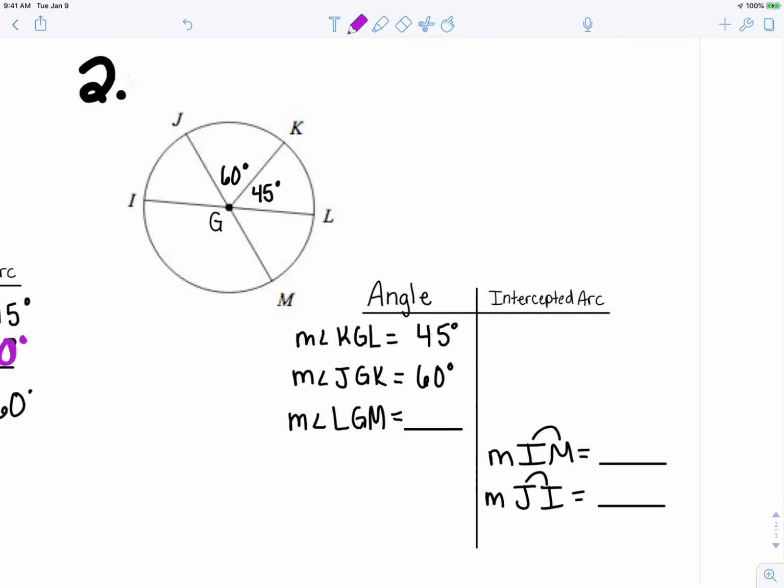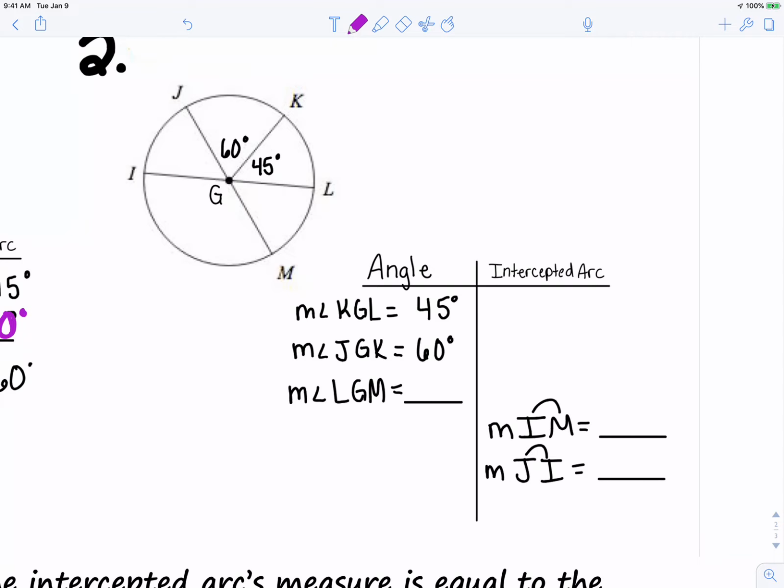All right, again, I don't see anything that looks like a diameter anywhere in the picture, so let's see what we have. We know the measure of angle KGL is 45 degrees, so its intercepted arc is also 45 degrees. So we would say the measure of KL is 45 degrees. Next, we know the measure of angle JGK is 60 degrees. So its intercepted arc, which would be from J to K, would also be 60 degrees, and that would be arc JK.